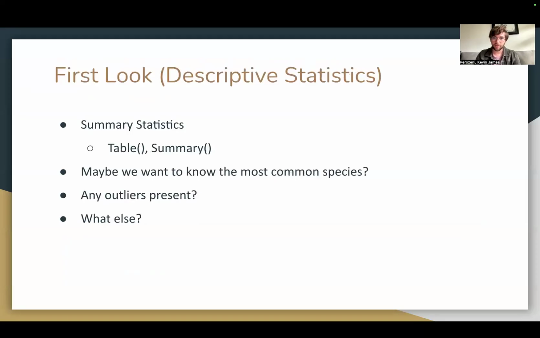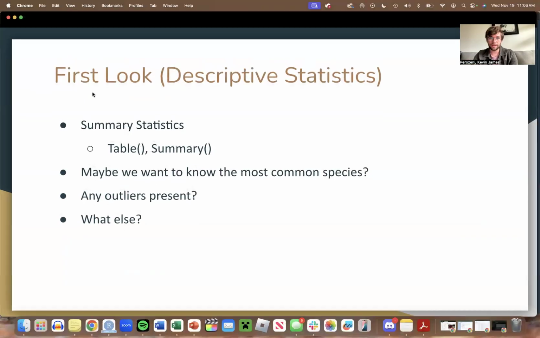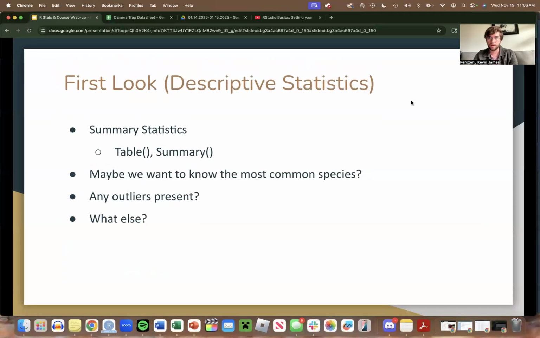So we can do a first look, just looking at some descriptive statistics. These are summary statistics. So maybe we want to quickly look at what's the most common species, outliers present. I don't know. What else would you be interested in? But there's a lot of very easy first looks we can do on that. And so I'll bring it back over.